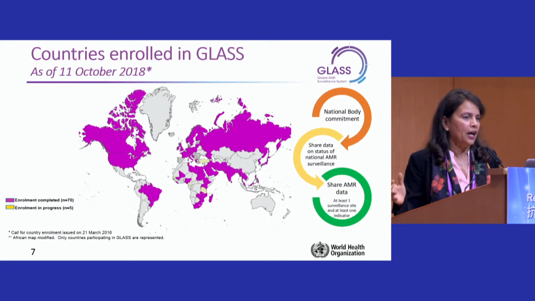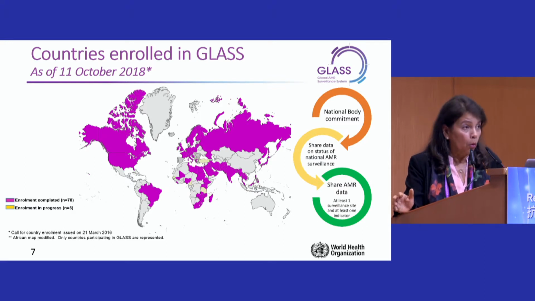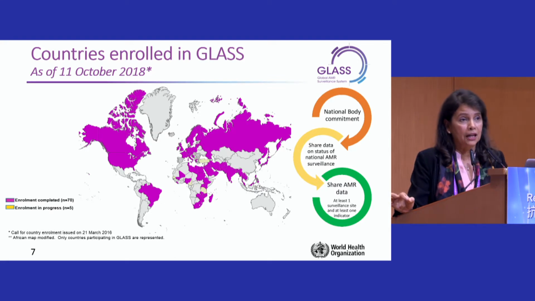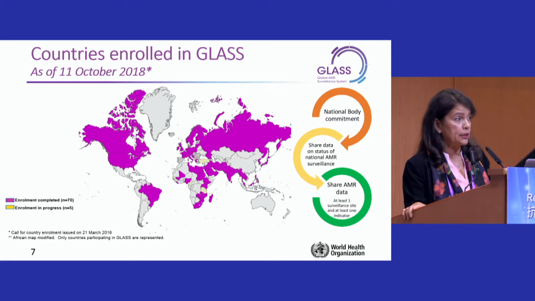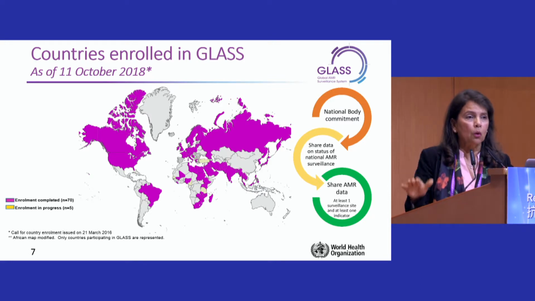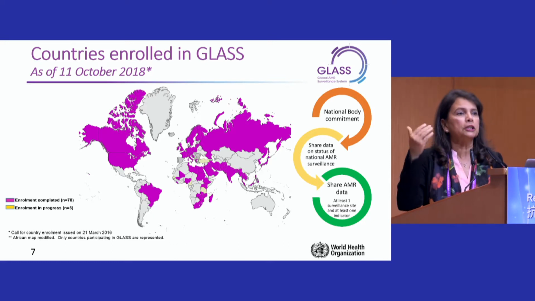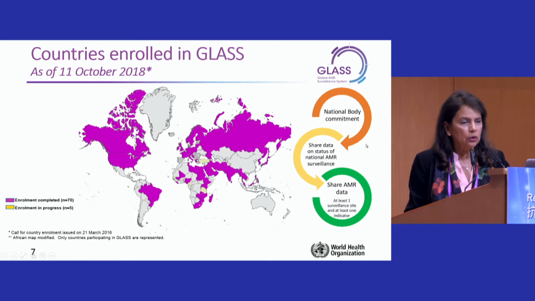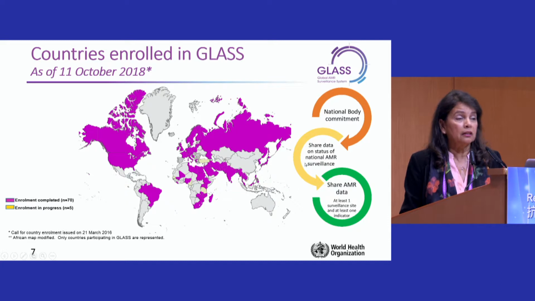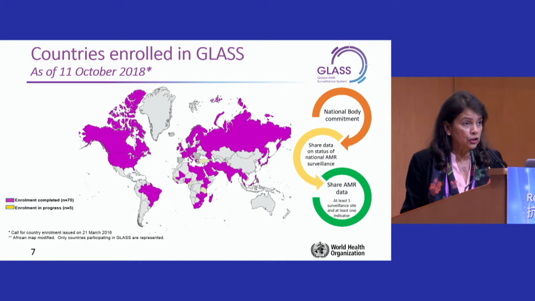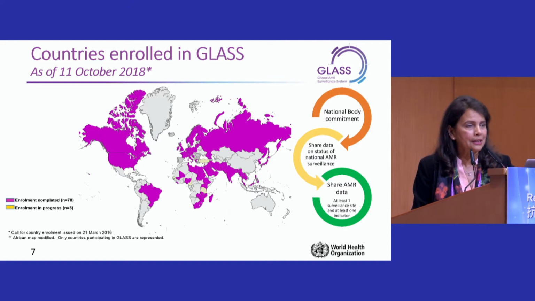Okay, now where we are. Since the start of the enrollment in GLASS, I would like to emphasize that although member states requested the WHO to establish the global system, the enrollment is on a voluntary basis. So countries volunteer to enroll. The first step is just a national commitment from the national body. Then after this step, they may start sharing information on the status of their national AMR surveillance system, and eventually, when available, share data on AMR. As you can see in this map, we have 70 countries currently participating in GLASS, and another 5 countries are in the process of enrollment. And we are looking forward to more countries joining.